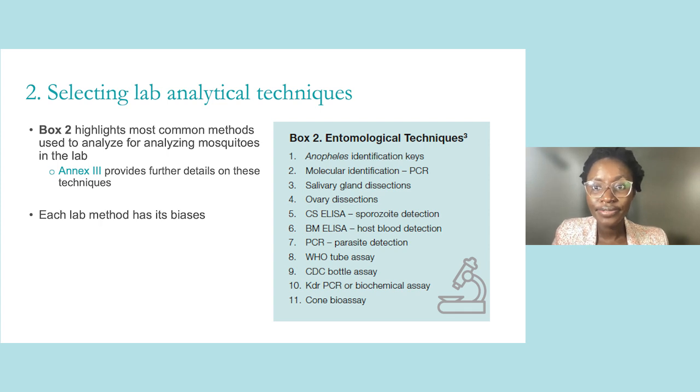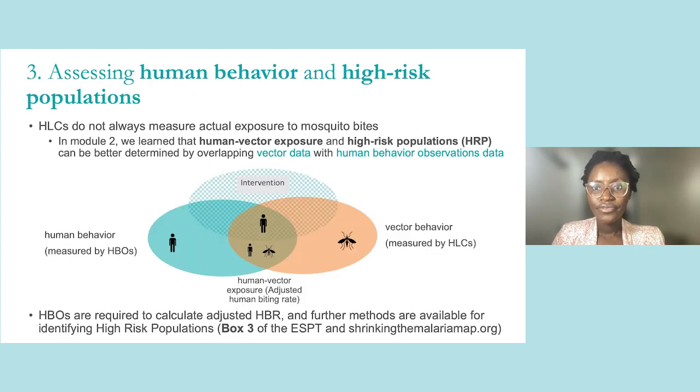To appropriately target vector control interventions, it is critical to know which humans to target and when and where they are exposed to mosquito bites. In Module 2, we learned how data from HBOs can be integrated with data on vector bionomics to calculate the adjusted biting rate indicator and therefore identify gaps in protection.